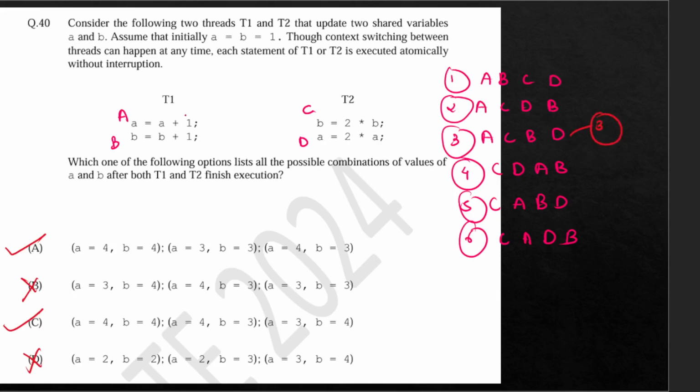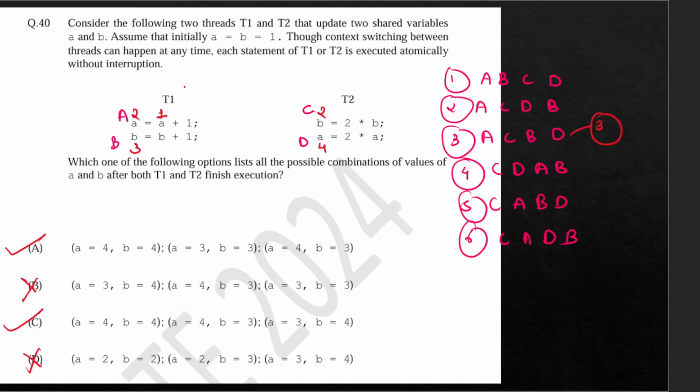This one. Now here again A, so this is now 2. After that let's move to C, so this is 2. After that let's move to B, so this will be 3. After that let's move to D, so this will be 4.